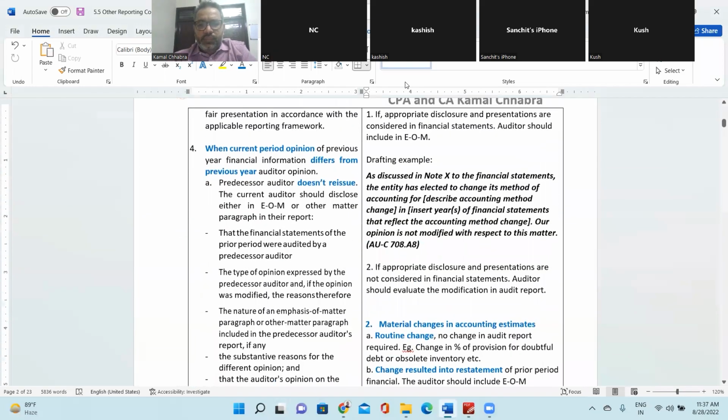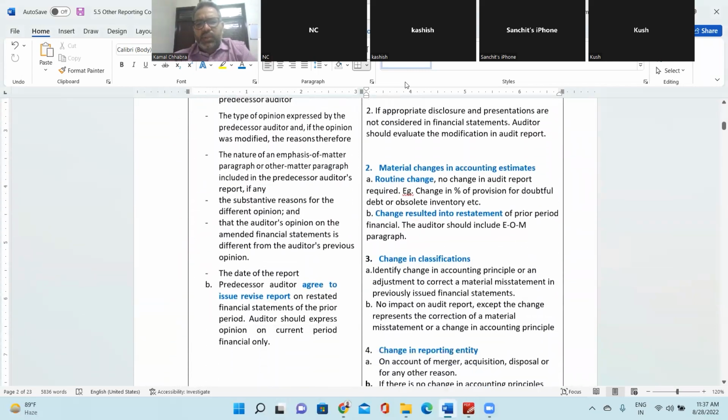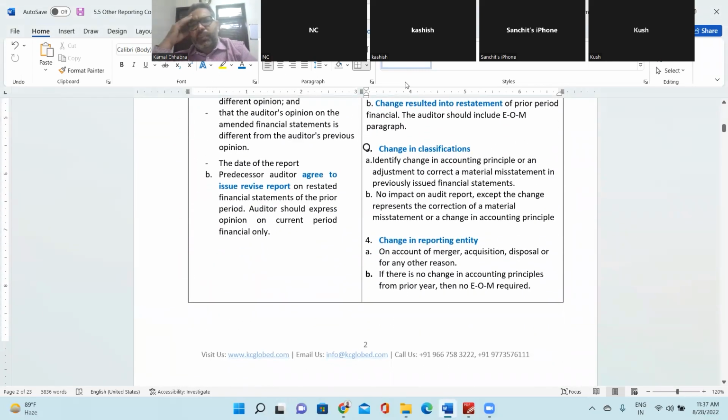Yes, sir. But sir, can you share an example of change in classification? Simply, for example, previous year you had identified a certain asset as a non-current asset, but now you have kept it as a held for sale asset. So now it may need to be classified in current assets rather than non-current assets. But in that case we won't be changing our previous year financials, no? No, you'll be just changing the number, but it does not require any impact on the audit report.